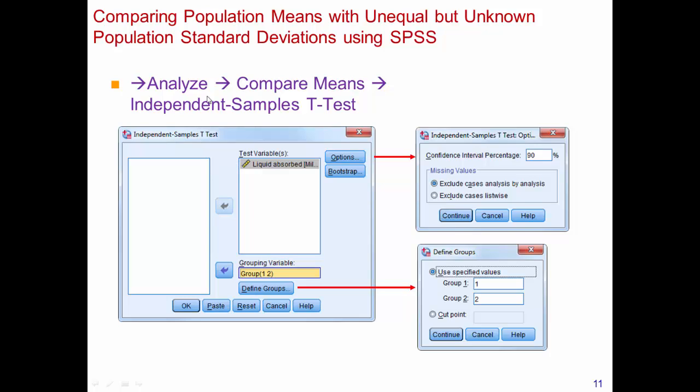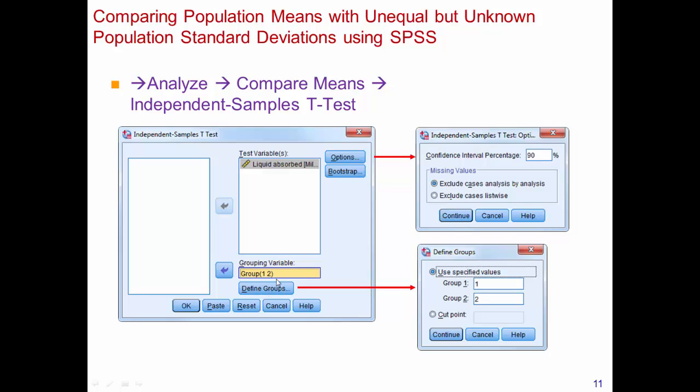Here's how we go ahead and analyze it. We go to Analyze, Compare Means, Independent Samples t-test, which will bring you to here, and you put in your grouping variable right here. You put your test variable, which is our data column, in here, and that was called liquid absorbed. We define our groups.